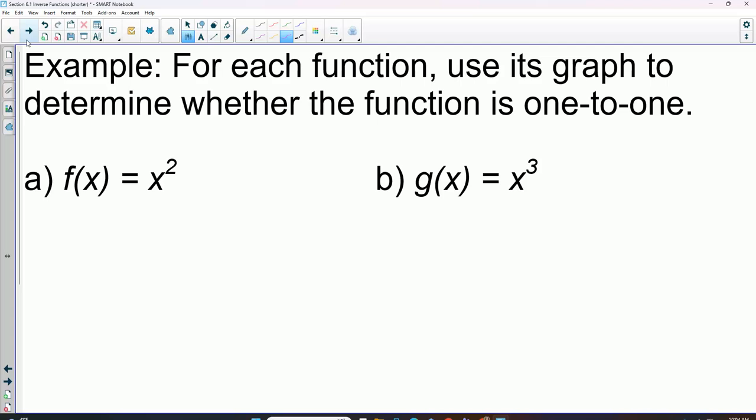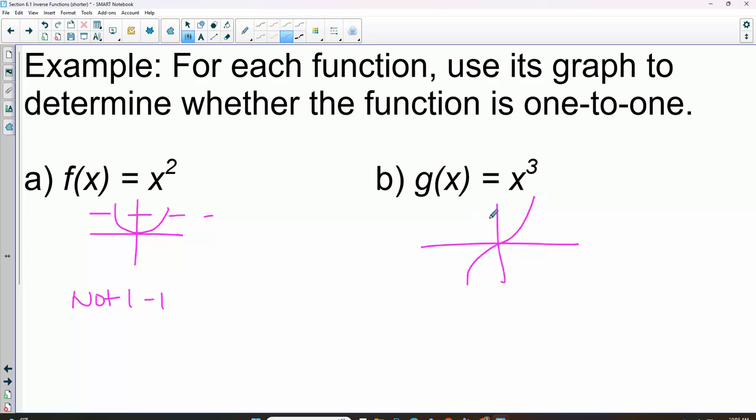So we are going to check if each of these is 1-to-1. Use what you know about their graphs. Take a second, draw me a quick sketch of the graph and tell me if it's 1-to-1. x squared? No, that's a parabola, so it definitely fails the horizontal line test. Is x cubed? Yes, that's our chair, so it passes the horizontal line test. All right, so are we okay with those?